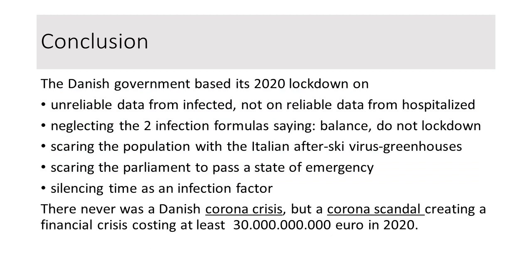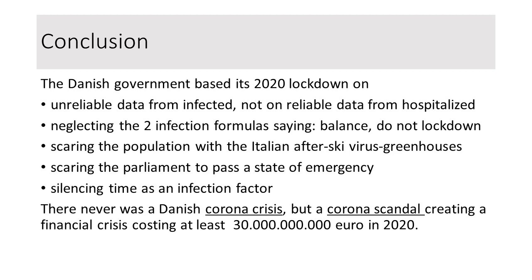Conclusion: The Danish government based its 2020 lockdown on 5 things. It used unreliable data from infected, not reliable data from hospitalized. It neglected the 2 infection formulas saying, balance, do not lock down.